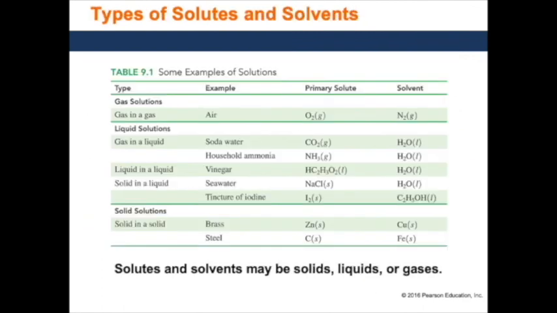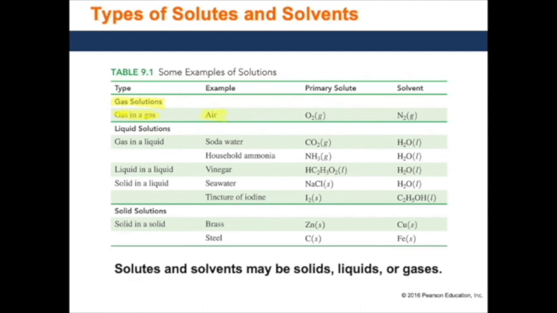So when we talk about different types of solutes and solvents, like I said, they can be in multiple different states. For instance, there can be gas solutions, meaning our solute is gas and our solvent is also gas. One example of that is air. Air is a homogeneous mixture of oxygen, nitrogen, hydrogen, helium, all those gases. So this is an example of gas in gas solution.